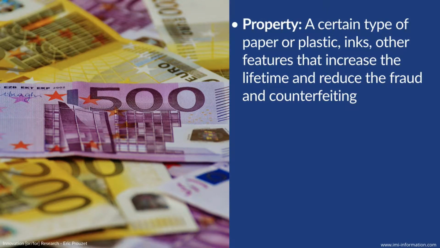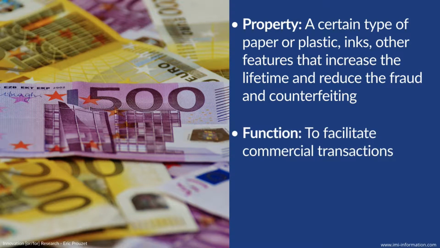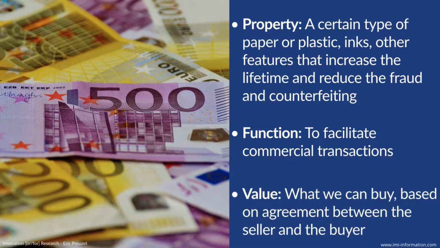Let's take an example, money, banknotes. Their property is a combination of a certain type of paper or plastic, inks, and other features that increase the lifetime and reduce fraud and counterfeiting. But the function of a banknote is to facilitate commercial transactions. The banknote has no function by itself, it is just a piece of paper or plastic with some ink on it. The value of a banknote, why we use them, why we like them, it's not because we can buy something, but we buy these things based on the agreement between the seller and the buyer.